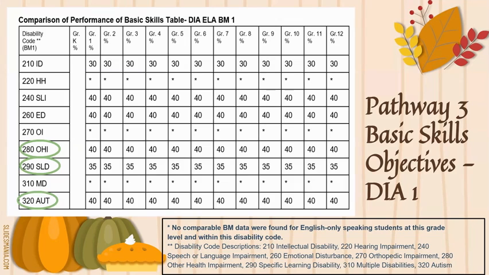And the numbers you see there through the columns representing the various grades is what the target score is. So for example, if we look at 280 OHI, we see a 40, meaning that if a student that is supported with the other health impaired or OHI disability must score 40% or higher on their DIA1 or DIA2 for reading. And if they achieve that, then that's one way that they can meet the second step, the blue step, criteria number 2.